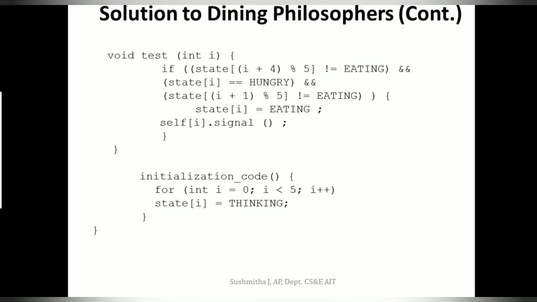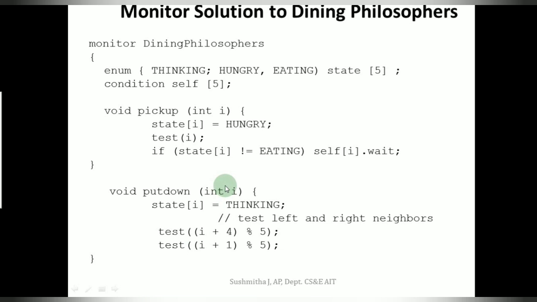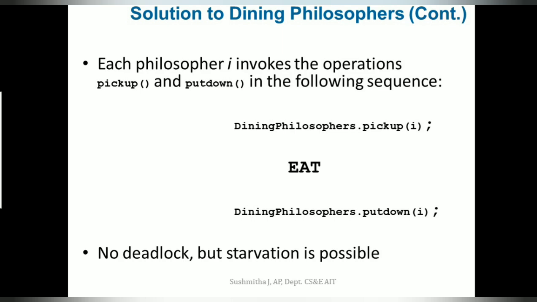The initialization code is nothing but a default code. Initially everybody would be in a thinking state. From the thinking state, a philosopher moves to hungry state, to eating, and from eating back to thinking after they have released the chopsticks. So the process must follow this particular pattern. Whenever a philosopher wants to eat, he must pick up the chopsticks, eat, and put down the chopsticks.